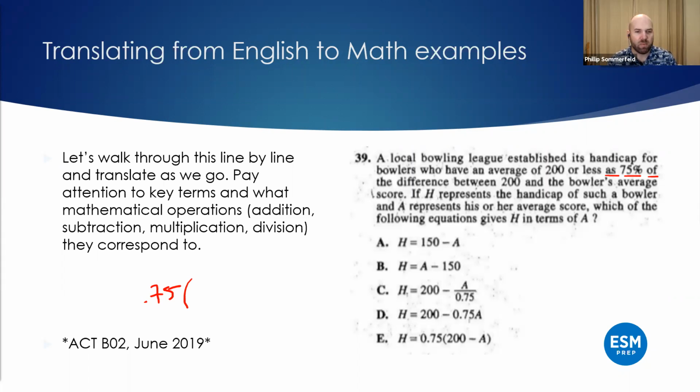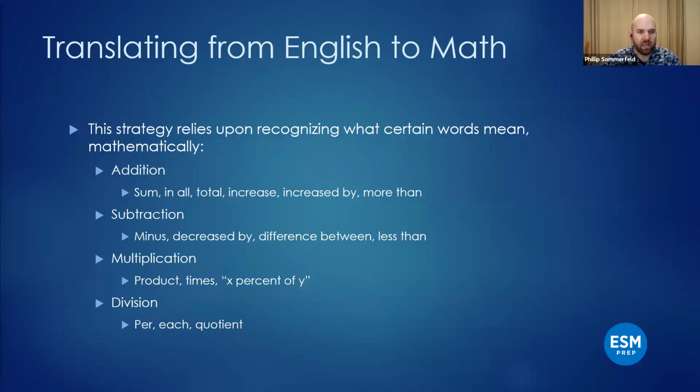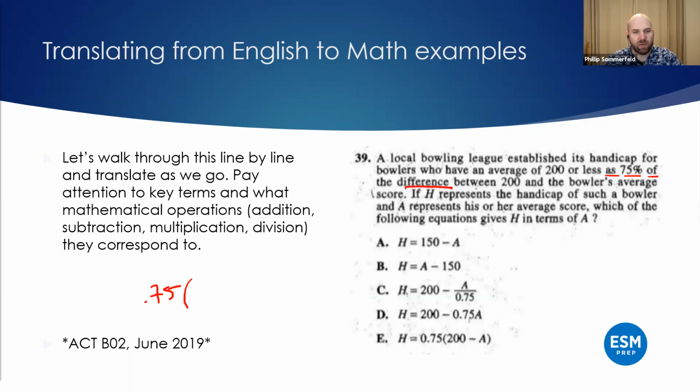You could make an argument for maybe answer D, for example, because I do see 0.75 times A. So I guess there's still two valid options here, but let's continue. Of the difference, okay, so difference, if we look back at the previous slide, we saw difference. We said difference between, but difference nonetheless. Difference of. So we're multiplying 0.75 times the difference of two things.